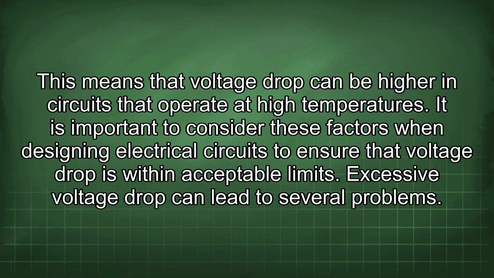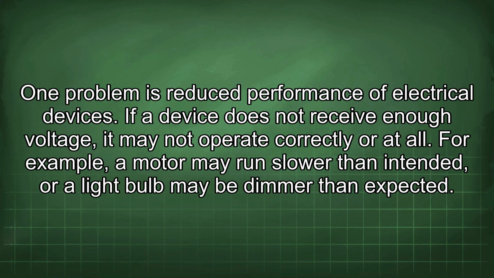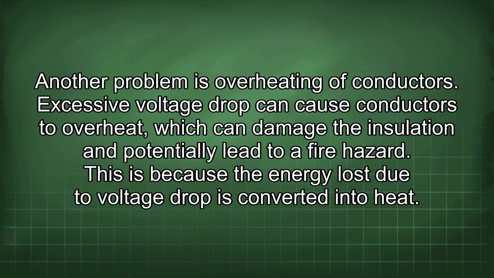Excessive voltage drop can lead to several problems. One problem is reduced performance of electrical devices. If a device does not receive enough voltage, it may not operate correctly or at all. For example, a motor may run slower than intended, or a light bulb may be dimmer than expected. Another problem is overheating of conductors. Excessive voltage drop can cause conductors to overheat, which can damage the insulation and potentially lead to a fire hazard. This is because the energy lost due to voltage drop is converted into heat.